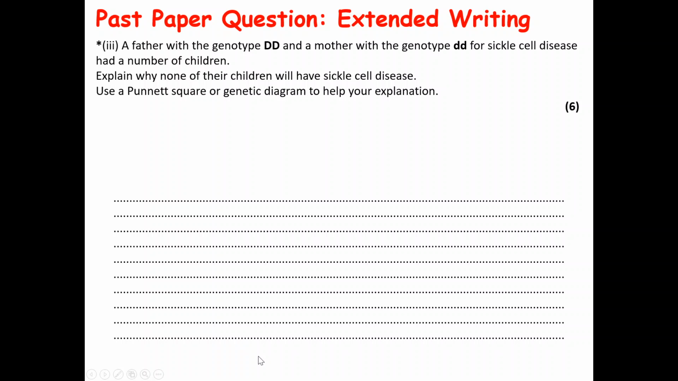Okay, so just a reminder of the question. A father with the genotype of 2 capital Ds and a mother with the genotype of 2 lowercase ds for sickle cell disease had a number of children. Explain why none of the children will have sickle cell disease and use a Punnett square or genetic diagram to help your explanation.